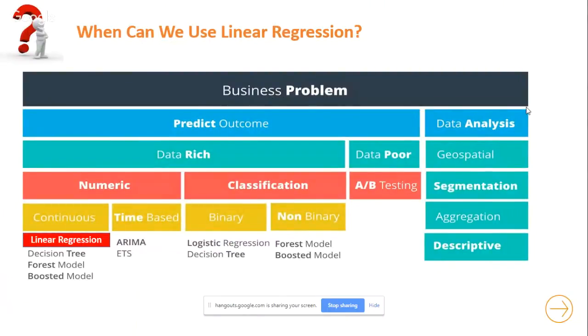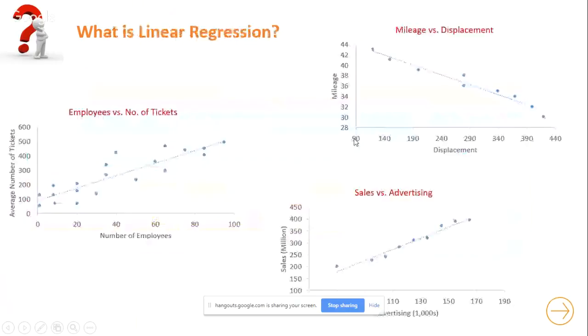Okay, let us see in what scenario we can use linear regression. Remember this map? This map shows us what model to use in each business problem or scenario. As we can see, we can use linear regression when we are trying to predict a continuous outcome. Now, what is linear regression?